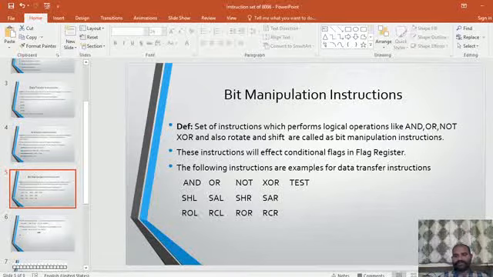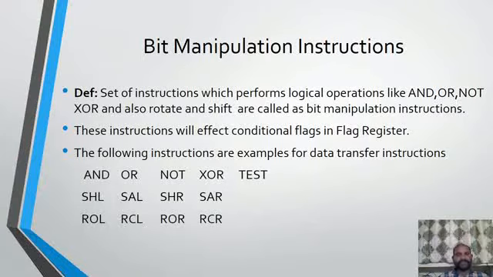Bit manipulation instructions are nothing but the set of instructions which perform logical operations like AND, OR, XOR, and NOT. The rotate operations as well as the shift operations also come under bit manipulation. Means the instructions which work based on the bit positions of the given content are called bit manipulation instructions. Here also the bit manipulation instructions will affect some of the conditional flags.